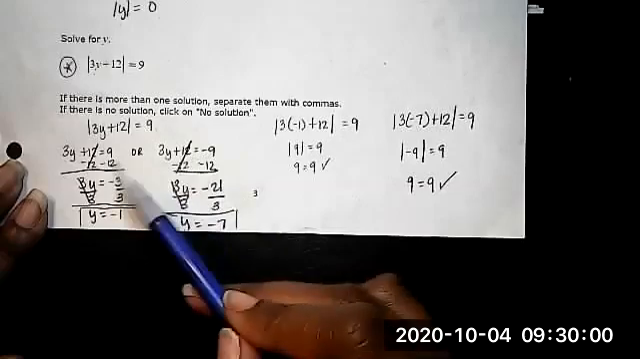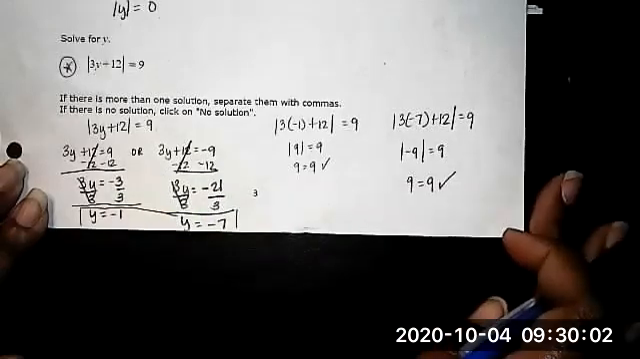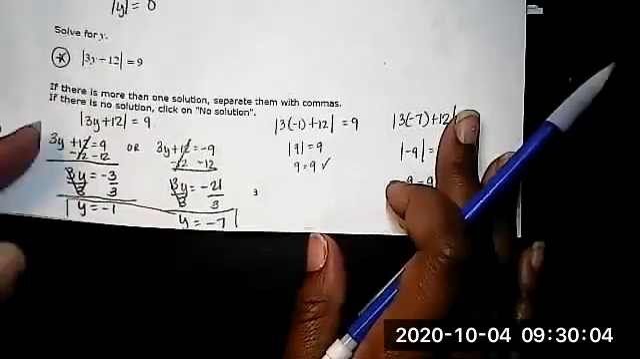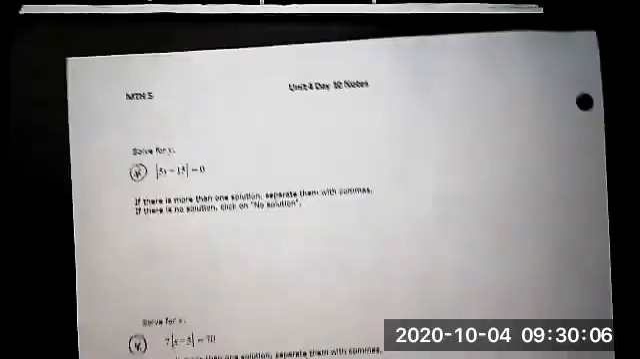But as you see, when I'm getting my answer, I take them out of the absolute value. That's important to know. I see that mistake happening all the time.